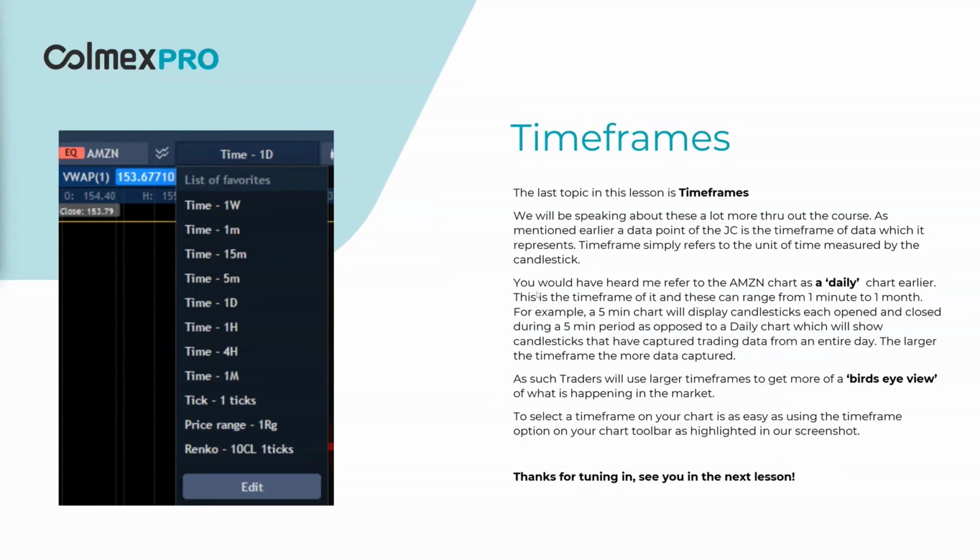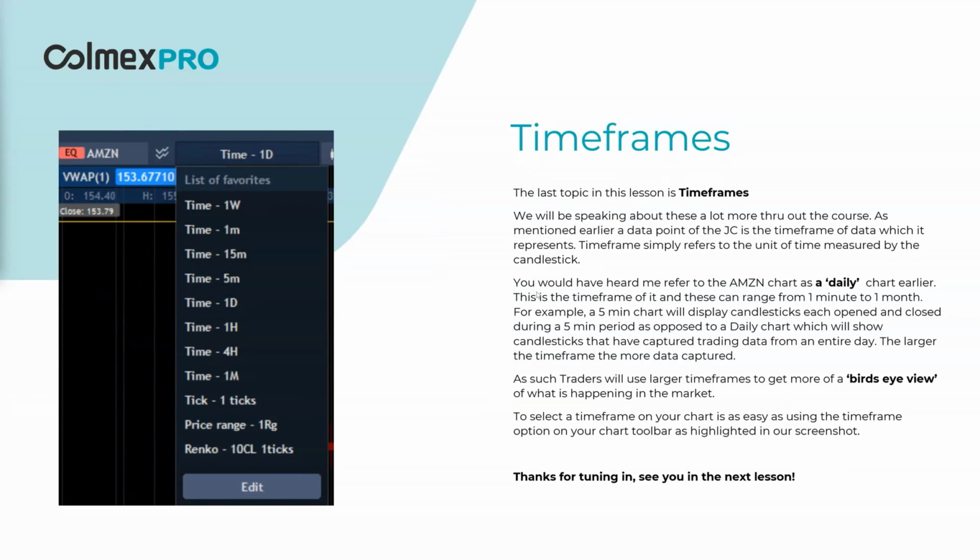And our final topic of this lesson is time frames. We'll be speaking a lot about this through the course, and as mentioned earlier, a data point of the Japanese candle is the time frame of data which it represents. Time frame simply refers to the unit of time measured by the candlestick. You would have heard me before refer to the Amazon chart as a daily chart. This is the time frame of it, and these can range from 1 minute to 1 month.